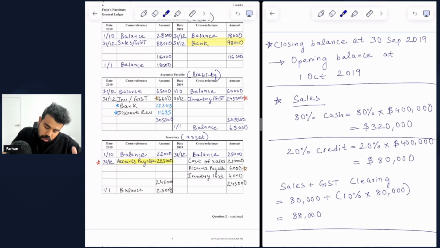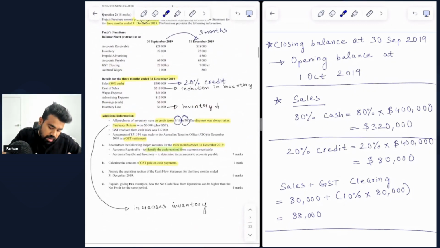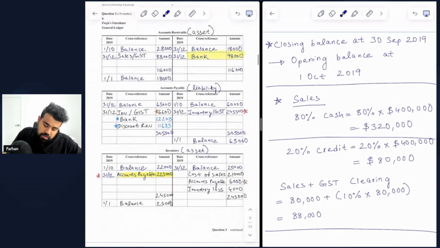So cost of goods sold for the period ending 31st of December 2019 is $210,000, which is what we had got from the income statement extract. As you can see, it's given here, cost of sales of $210,000, which reduces the inventory. And because it reduces the inventory, it's essentially reducing an asset. And when assets go down, we have to credit it. And when assets go up, we have to debit it. So on the credit side, we're including cost of sales of $210,000.